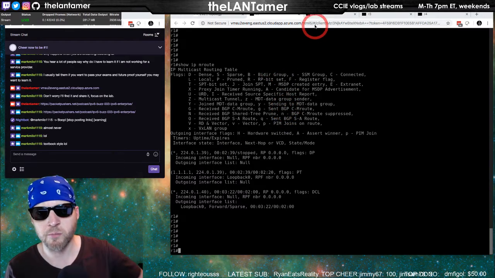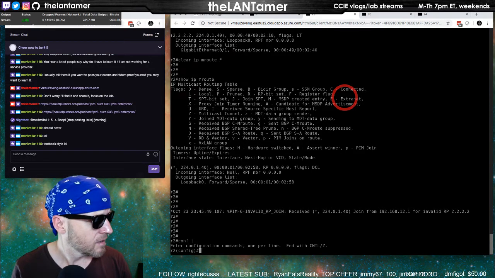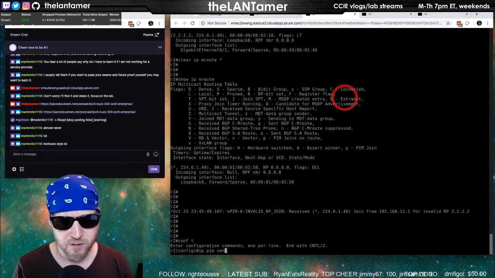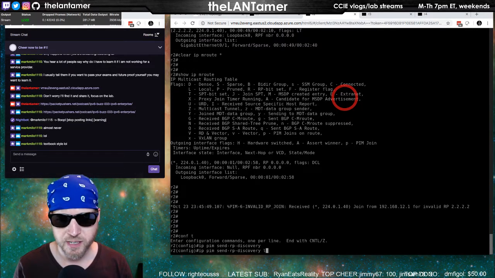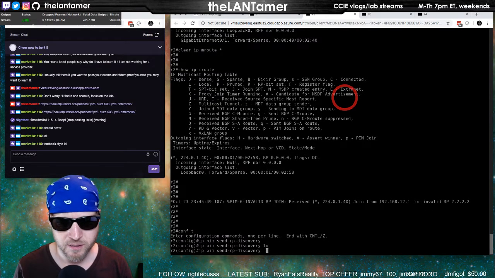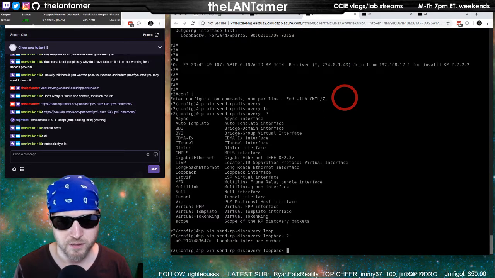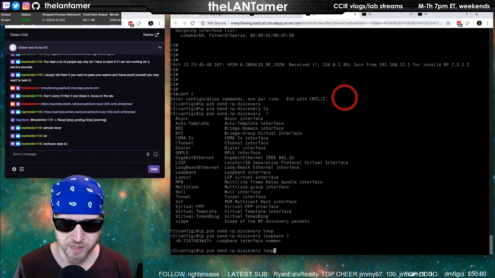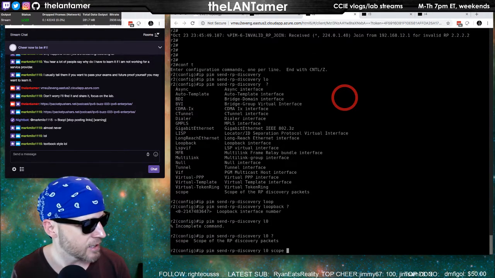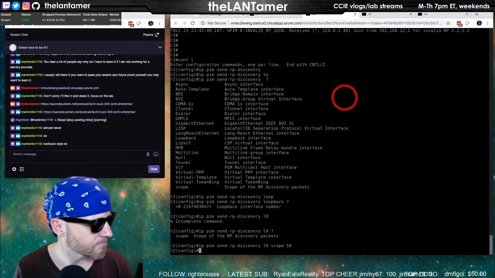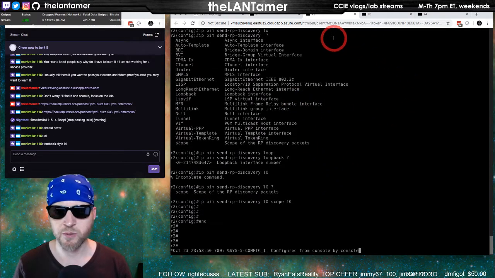Okay, so now we're going to go ahead and put our mapping agent in place. IP PIM send RP discovery, loopback, same kind of thing. I think I tried to just do L0 and it didn't like it. Let me see. No, that works. Okay. Never mind. I lied. Okay, so now we should be not so broken, right?